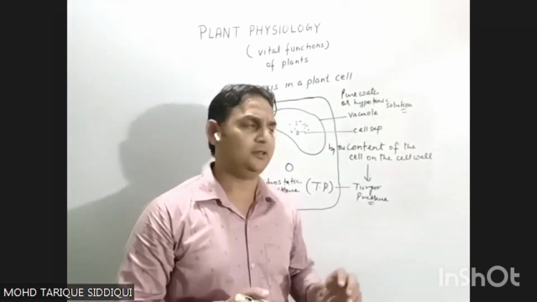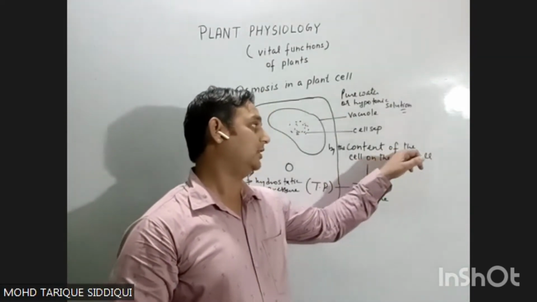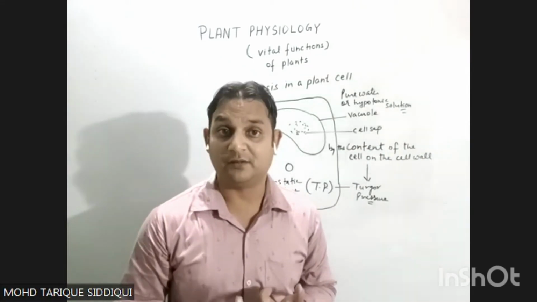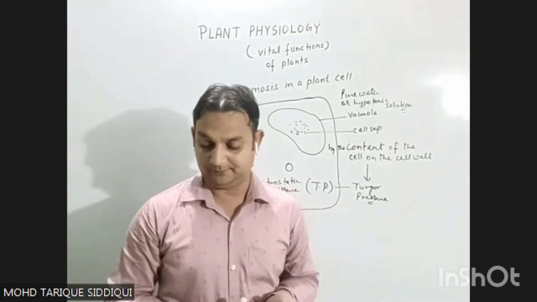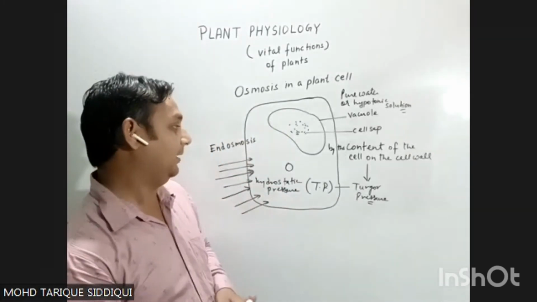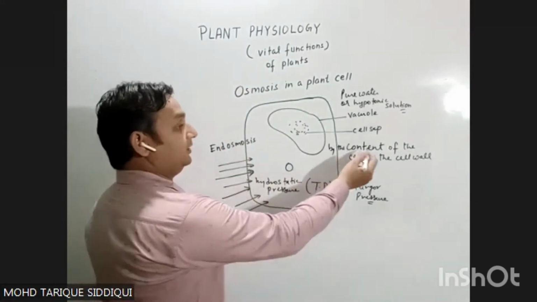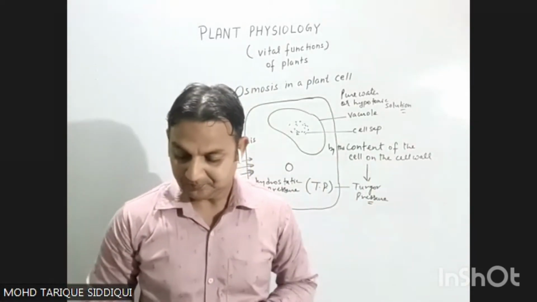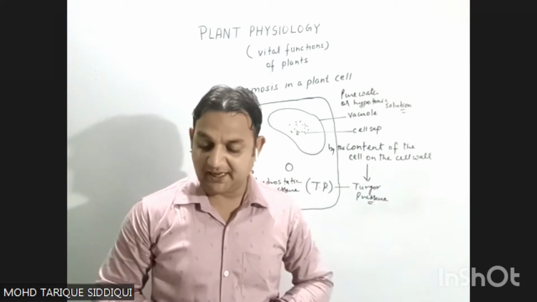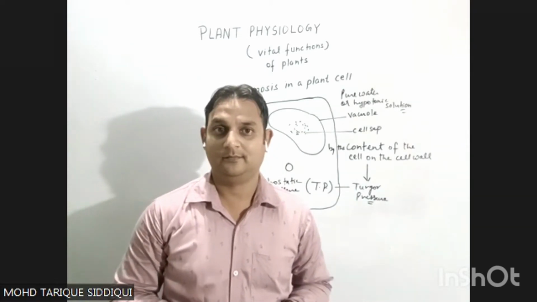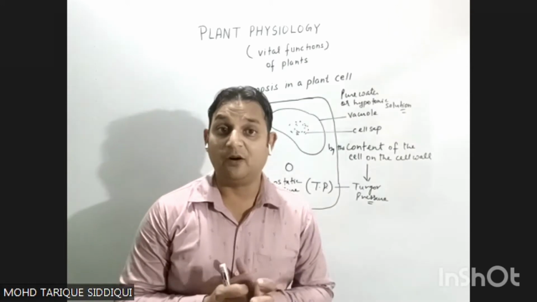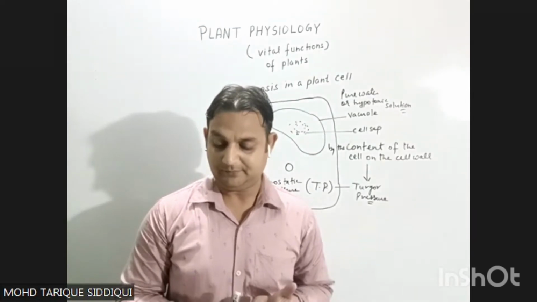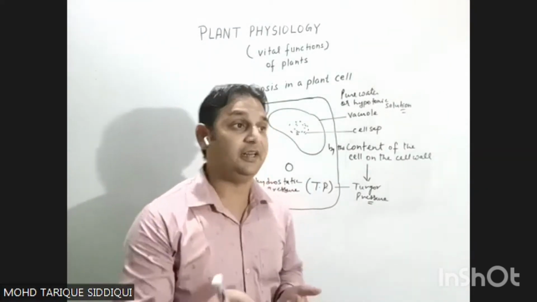In the board, they may ask you the pressure which is developed by the content of the cell on the cell wall: TP, turgor pressure. Now, what will happen when the turgor pressure is applied by the content of the cell on the cell wall? The cell wall, being rigid, exerts the pressure on the content of the cell.